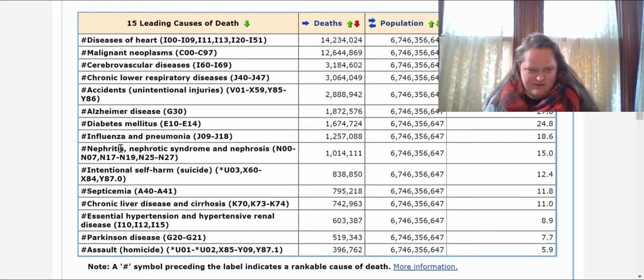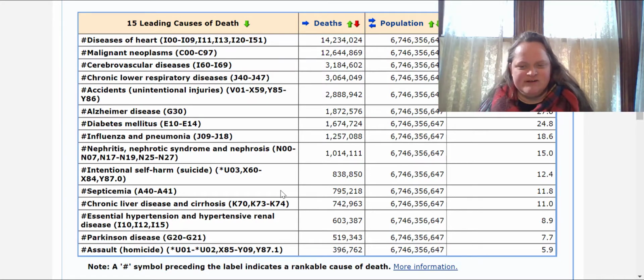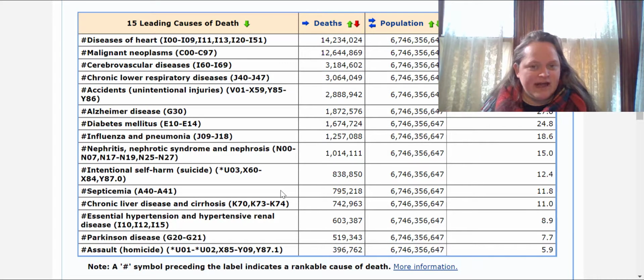Nephritis, so this is all kidney disease. Then we have suicide, septicemia, so septic shock, all that kind of thing. We have liver disease, hypertension, other hypertension, then Parkinson's disease, and then homicide. And these are not crime statistics. Actually, I had to get into that with somebody recently. And this will not match up with FBI statistics, and I don't want to get into that here. These are death certificates, okay? Death certificates do not wait around for the court system.